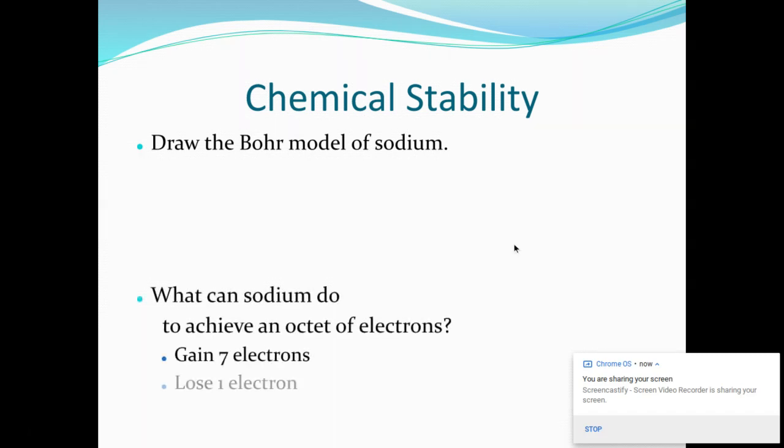Okay, so I am assuming by now that you have the Bohr model for sodium drawn, and mine's being dumb. For some reason, it's coming up later.